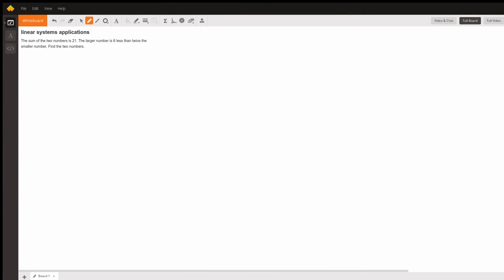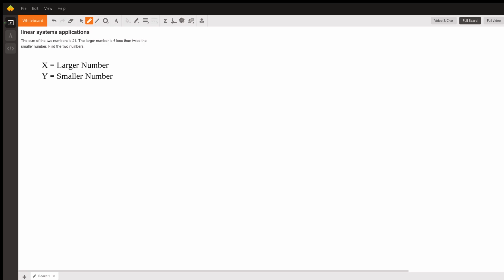All right, to solve this problem, we're first going to need to establish two variables to show the two different numbers we're looking to find. I'm going to call those variables x and y. X is going to be our larger number, and y is going to equal our smaller number.